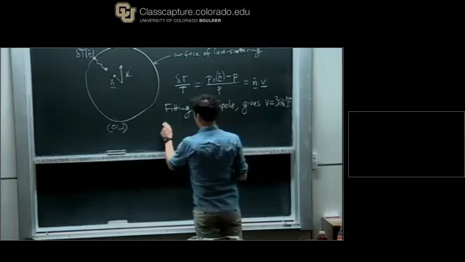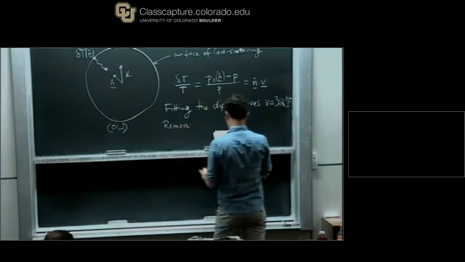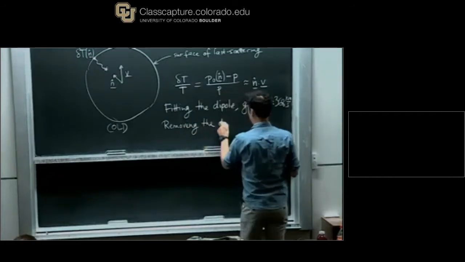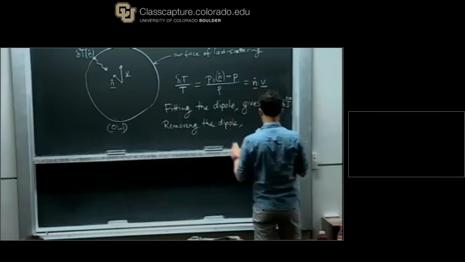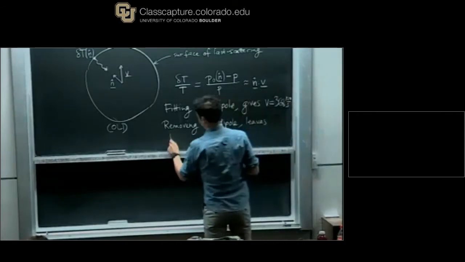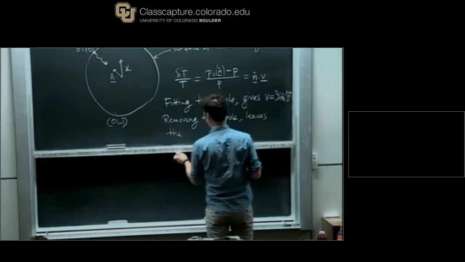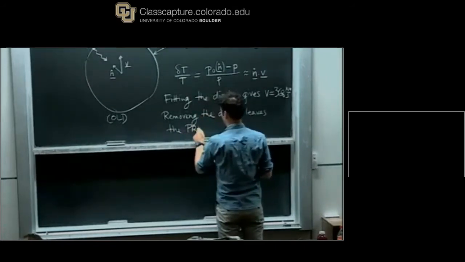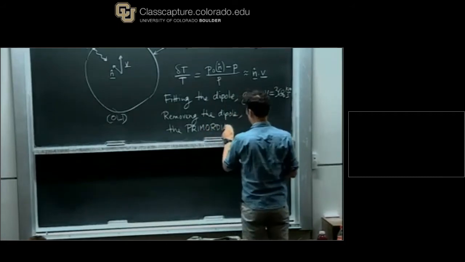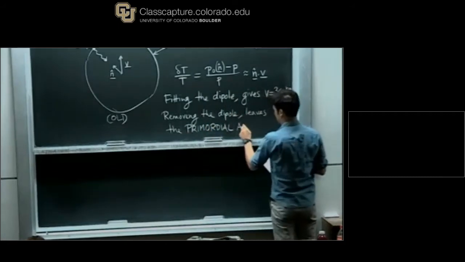And so what we'd like to do is, in fact, remove this dipole. So removing the dipole leaves us the so-called primordial anisotropy. These are the things that we really believe come from the early universe. And that's what we want to study today.